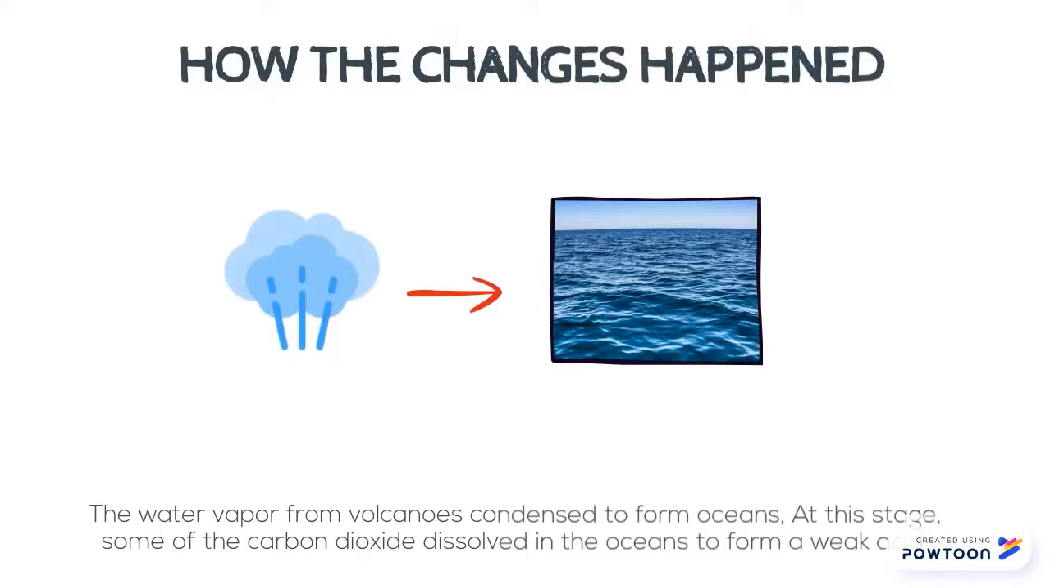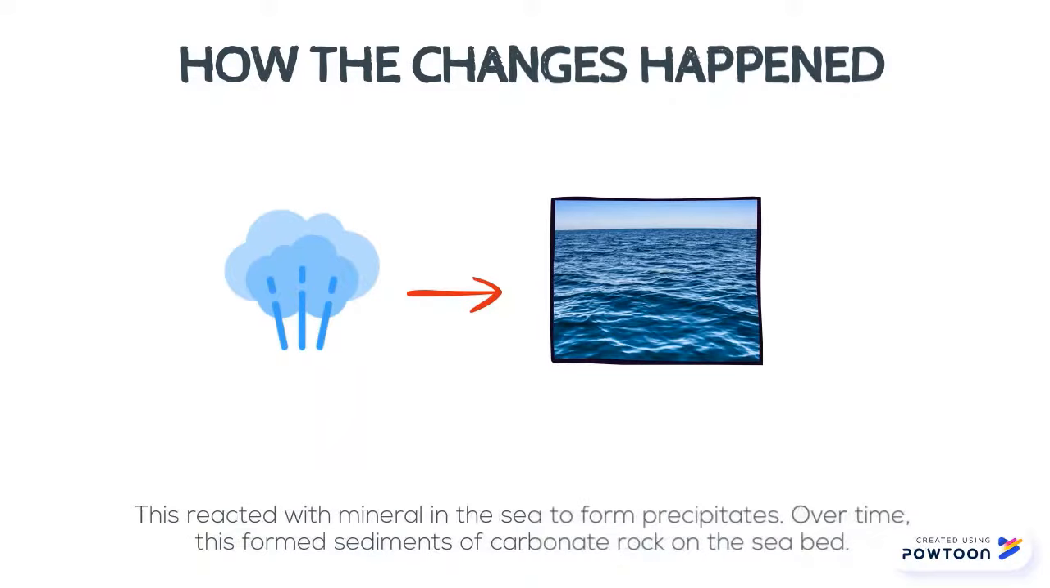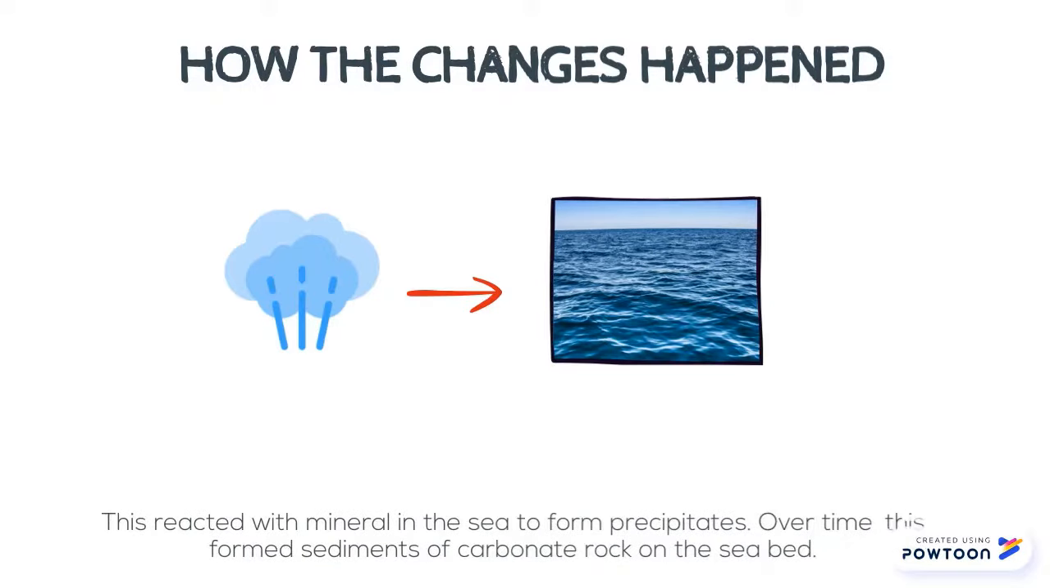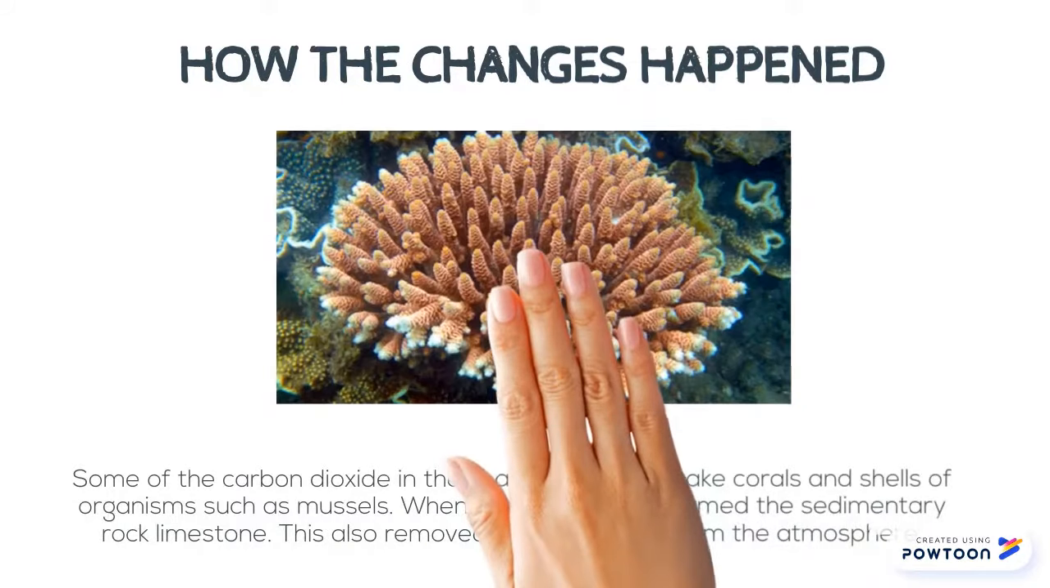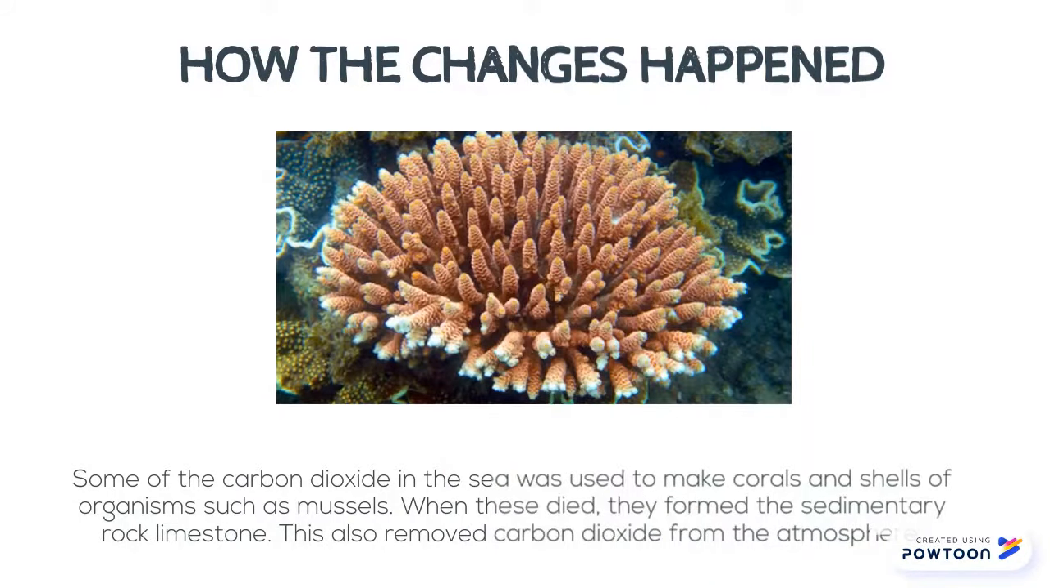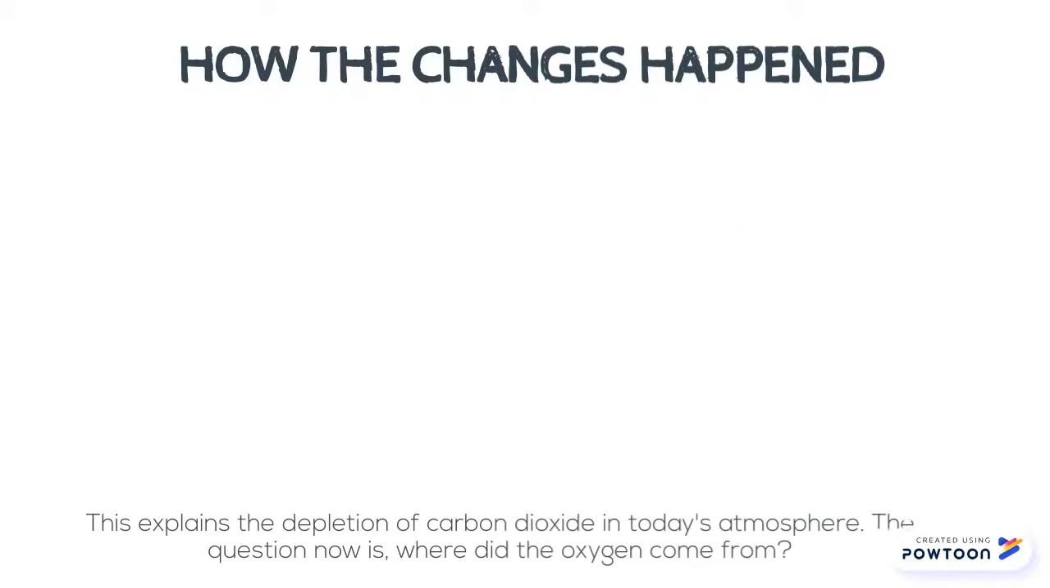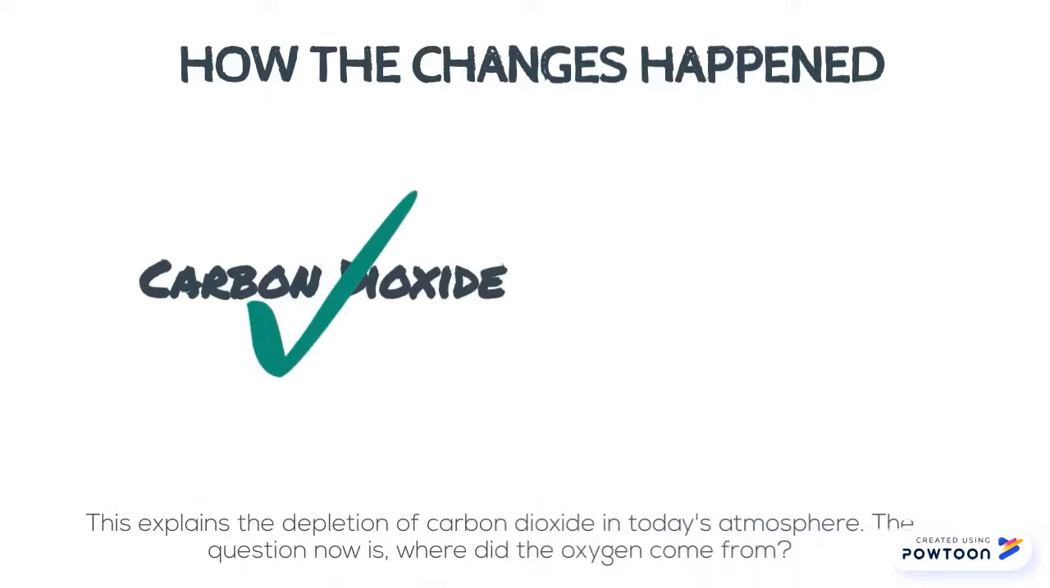We now know that water vapor from volcanoes condensed to form oceans. At this stage, some of the carbon dioxide dissolved in the oceans to form a weak acid. This reacted with minerals in the sea to form precipitates. Over time, this formed sediments of carbonate rock on the seabed. Some of the carbon dioxide in the sea was used to make corals and shells of organisms such as mussels. When these died, they formed the sedimentary rock limestone. This also removed carbon dioxide from the atmosphere. This explains the depletion of carbon dioxide in today's atmosphere.